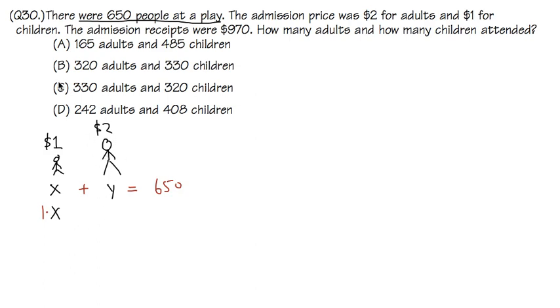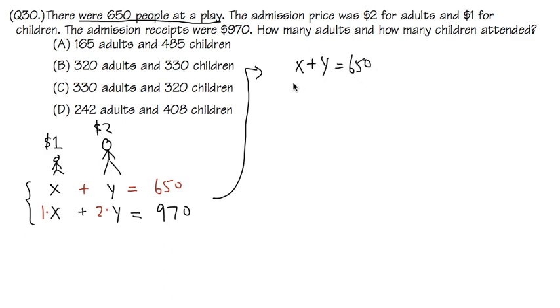And then right here, you are going to do the same. You take the 2 and multiply by the Y, however many adults there were, and this will be the amount of money that you get from the adults. Altogether, if you add them up, we are going to get a total of $970. These are the two equations with two unknowns, and we just need to solve them. So let me put out the equations right here. We have X plus Y equals 650, and then X plus 2Y is equal to 970.